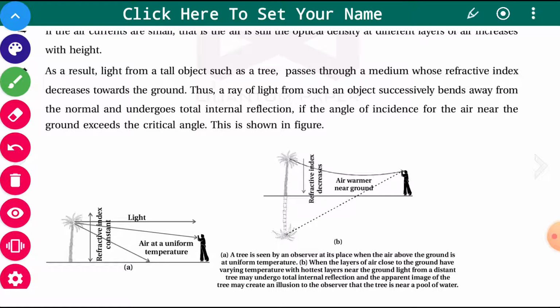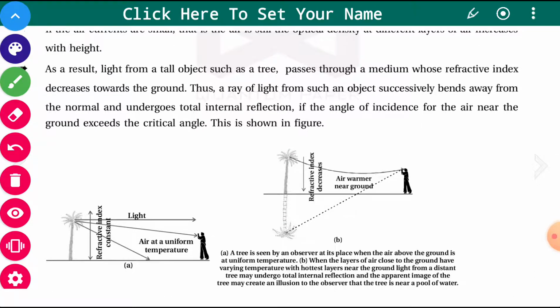As a result, light from tall objects such as a tree passes through a medium whose refractive index decreases towards the ground. So light rays coming from a tall object are all traveling from the denser medium to the rarer medium. Thus the ray of light from such an object successively bends away from the normal and undergoes total internal reflection.